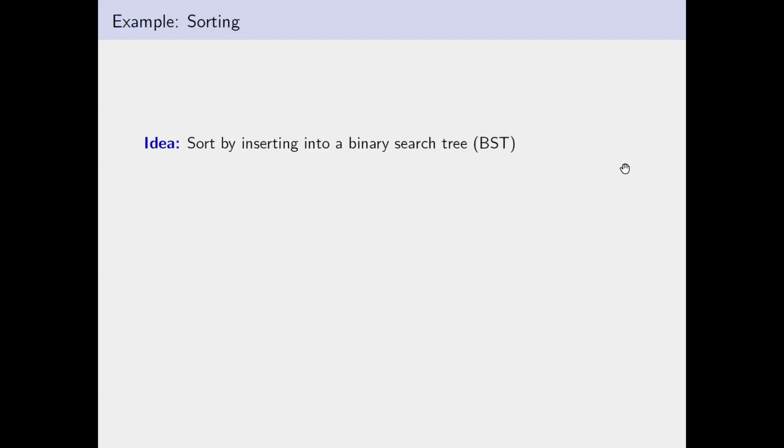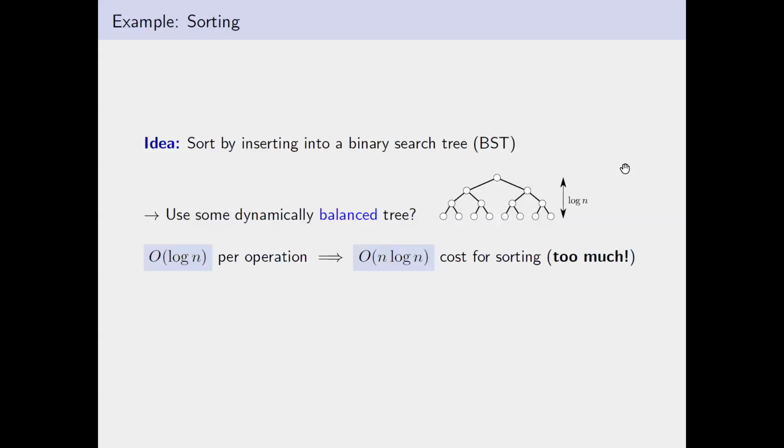The best way we have is to sort by inserting into a binary search tree. So we are doing basically insertion sort. We are inserting into a binary search tree and then reading out in sorted order. Okay, but what kind of binary search tree? We could use some balanced tree. We saw AVL trees, red-black trees, but these all have logarithmic depth. So log n cost per operation just gives n log n for sorting. So we need something adaptive that somehow takes advantage of this avoided pattern.